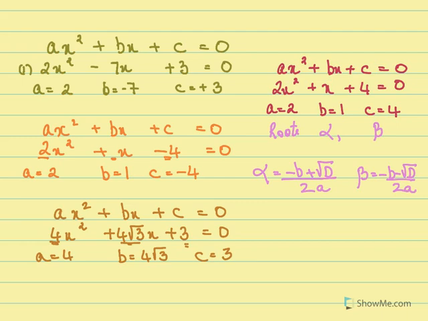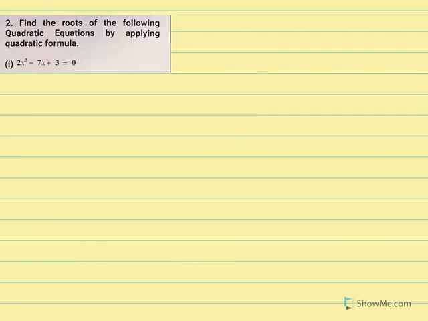Now you'll probably wonder what is d. Now you find d by this method. d is equal to b square minus 4ac. So in the first step you find your d, b square minus 4ac, and then you substitute for alpha and for beta. Find the roots of the following quadratic equation by applying the quadratic formula.